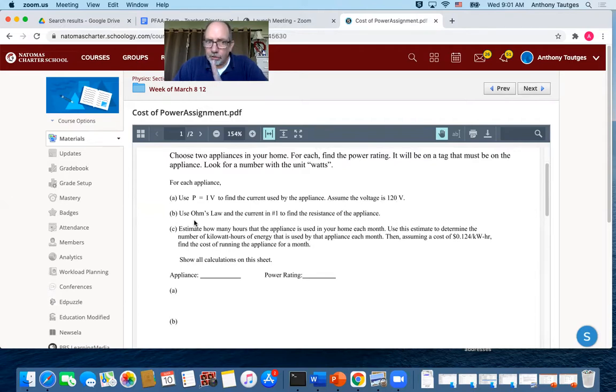I'm going to do an example of this, so don't freak out yet. Use Ohm's law and the current to find the resistance of the appliance. This is just to get a little practice using the power equation and the Ohm's law equation. All right, now part C.